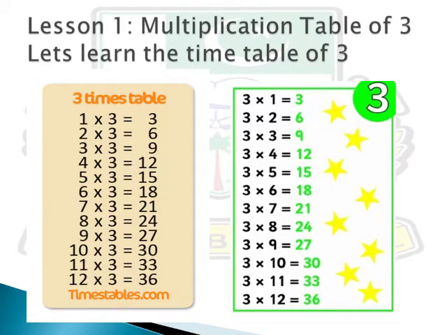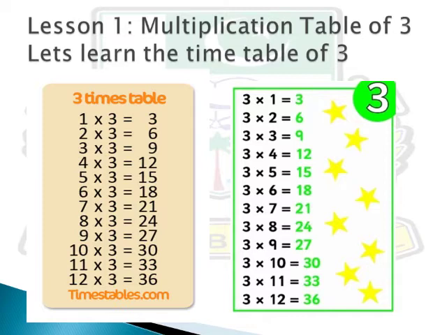Lesson number 1, multiplication table of 3. Let's learn the times table of 3. 1 into 3 is equal to 3. 3 ones are 3. Both are the same. If you write 1 3s are 3 or 3 ones are 3, they both are the same. 2 3s are 6, 3 2s are 6. 3 3s are 9.